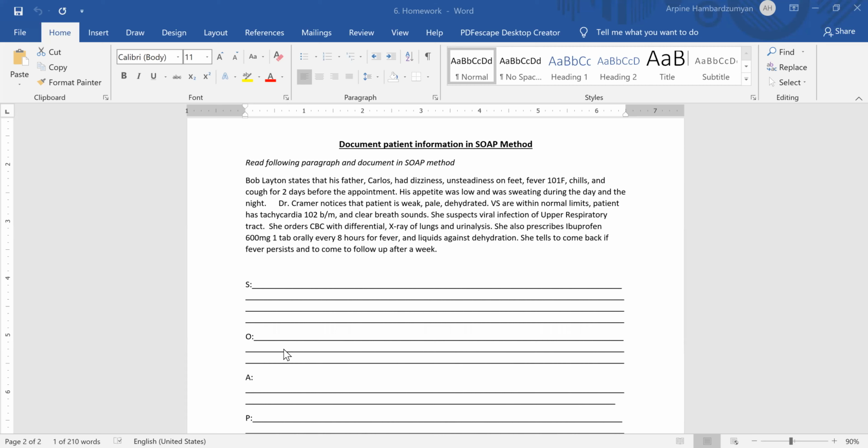patient's words. In O, Dr. Kramer notices that the patient is weak, pale, dehydrated. Vital signs: you put here in objective the heartbeat 102, you put here clear breath sounds, you put here the color of the patient's skin.